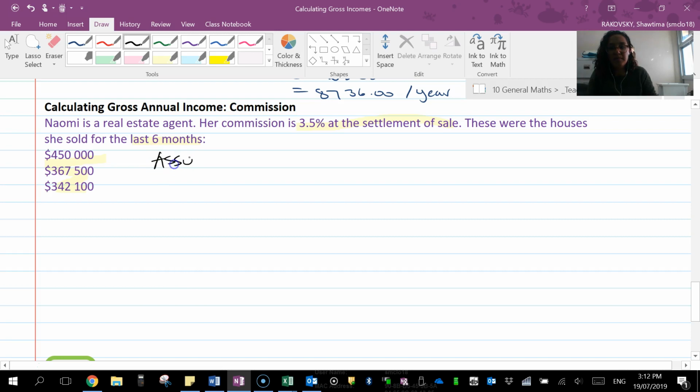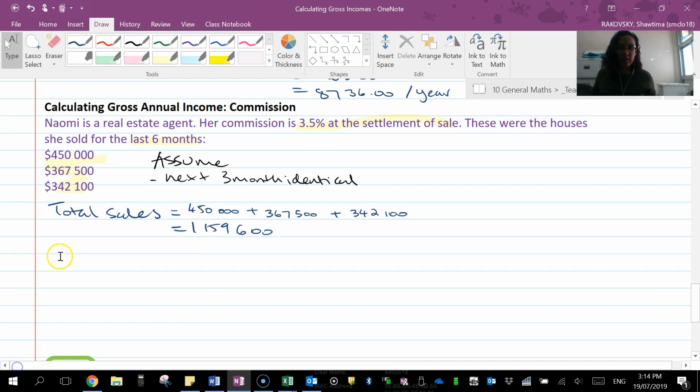So assume the next 6 months are identical, and that's pretty much all we need. So with her one, first thing we need to do is work out the total sales, and you're going to add those together to give you your total sales. So with your total sales, you add up those values and you get a value. You can work out 3.5% of each of those, but that's the easiest way.